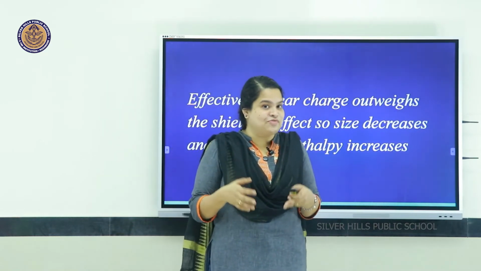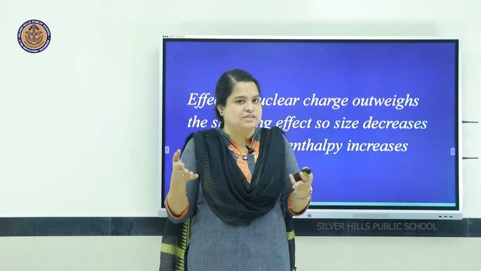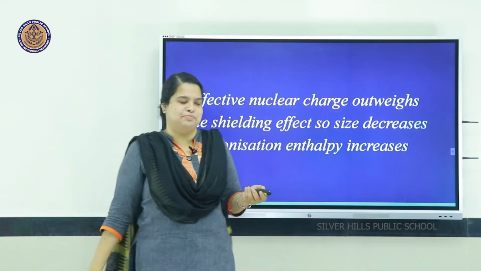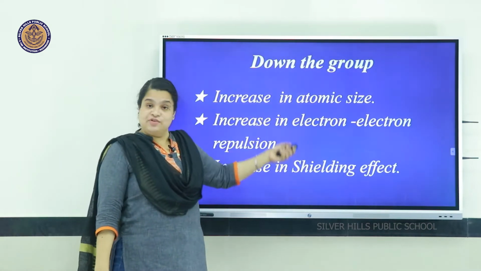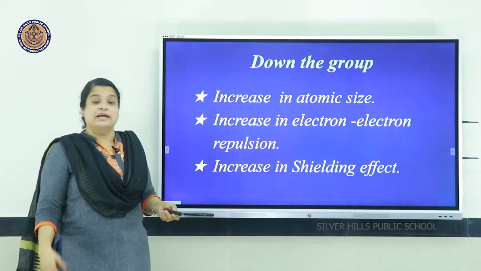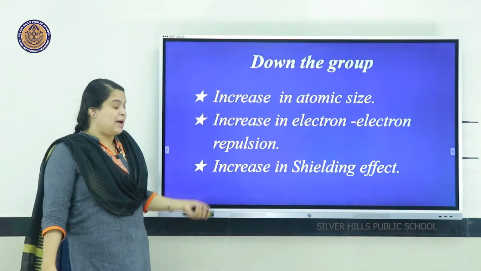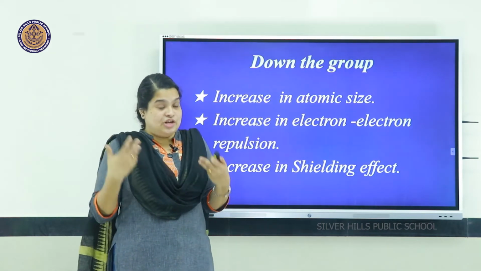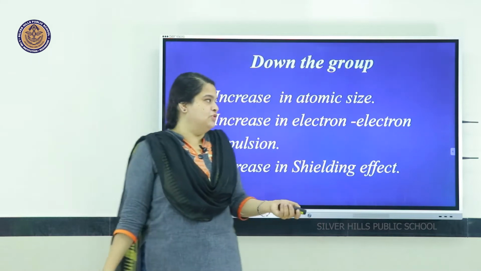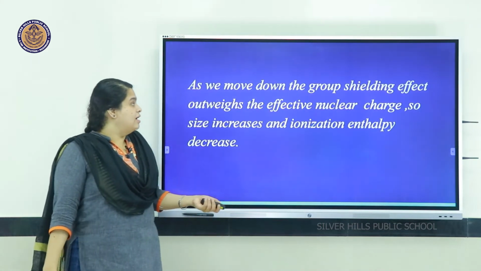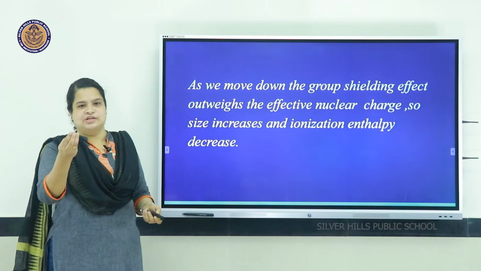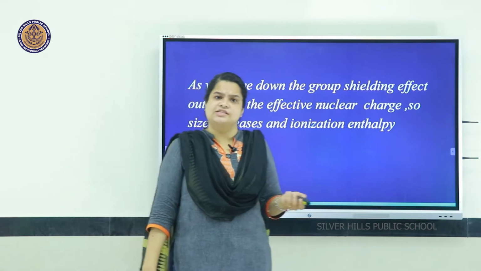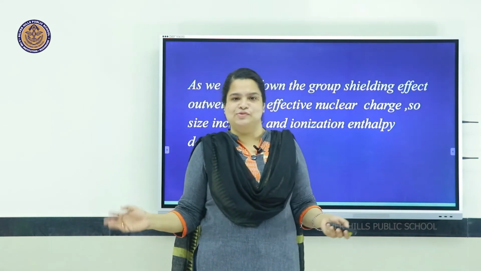So when the shielding effect outweighs the effective nuclear charge, what is happening there? The size is bigger and we need only very little ionization enthalpy. Down the group, we see an increase in atomic size and an increase in electron-electron repulsion. So what happens? There's an increase in shielding effect, that is, the shielding effect outweighs the effective nuclear charge. And what happens to our ionization enthalpy? Ionization enthalpy decreases. So these are the conditions for ionization enthalpy along the period and down the group.